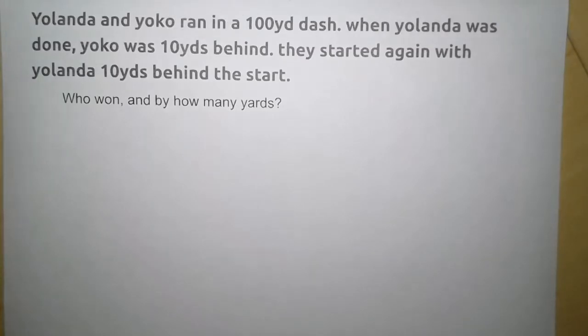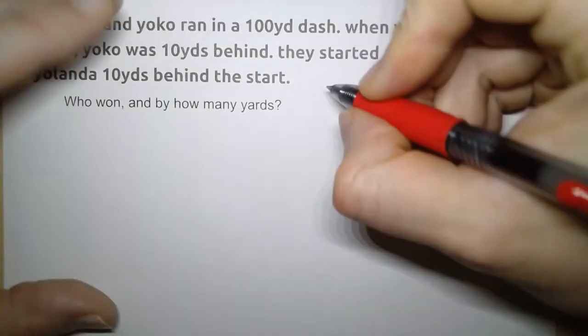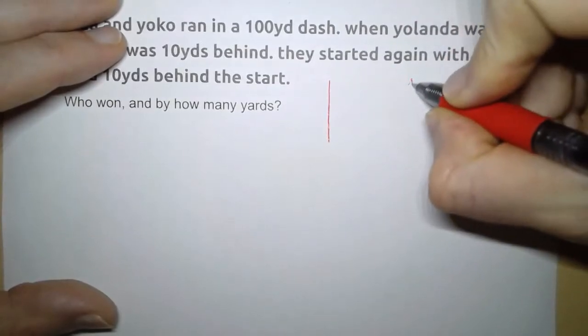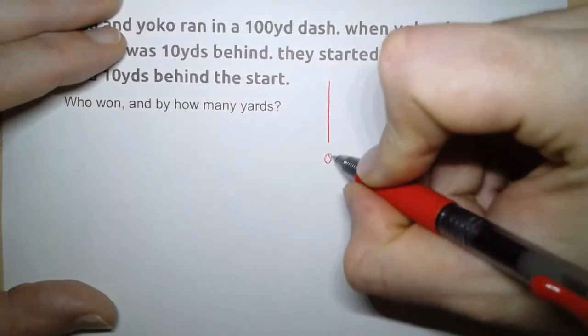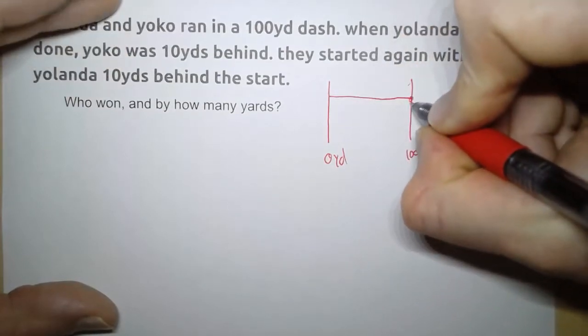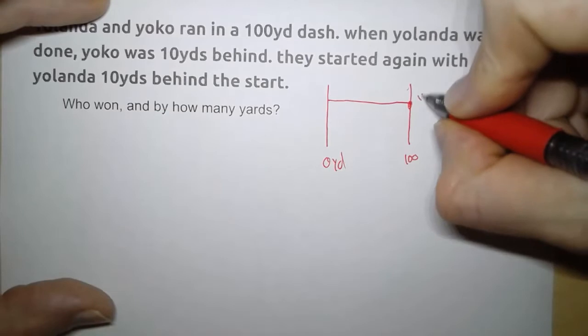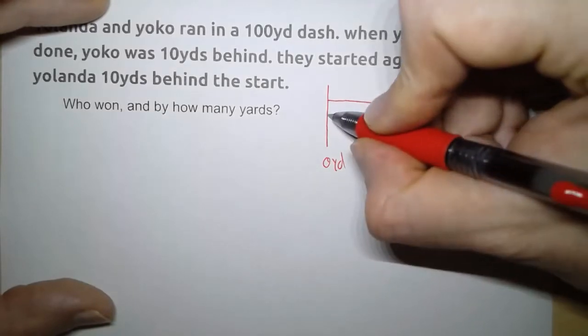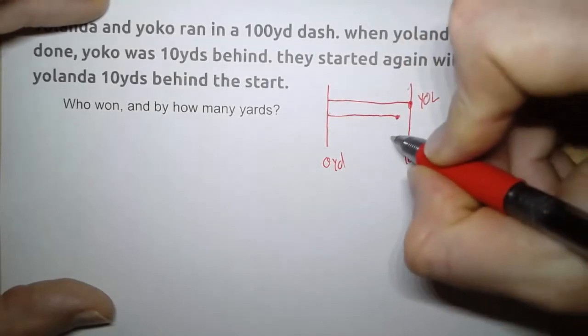Now, what's interesting about this problem is they don't tell you the time. And because they don't tell you the time, I'm just going to make it easy on myself and make up the time. The problem doesn't say what the time was, so it can't say that I'm wrong. If we say that this is 0 yards and this is 100 yards, we know that Yolanda made it there first and Yoko was 10 yards short.